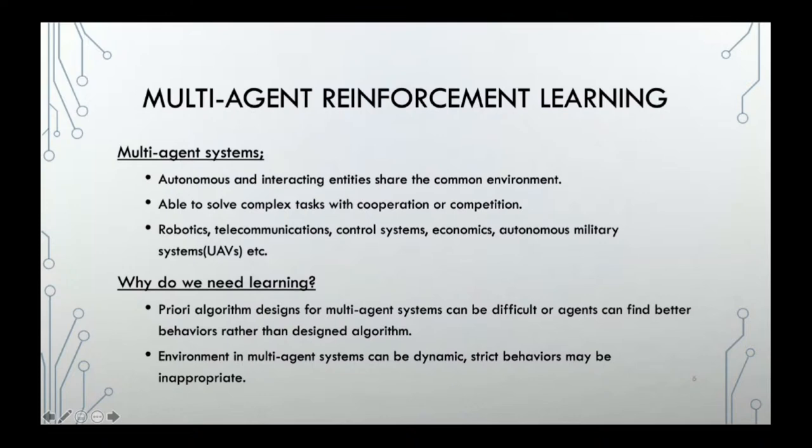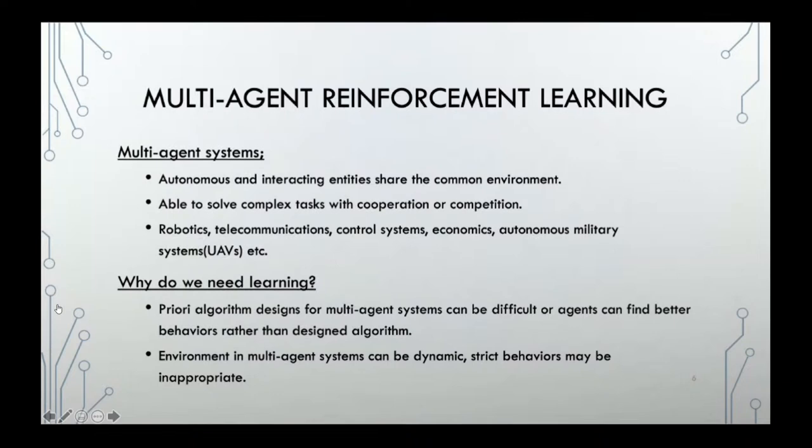First of all, let's define multi-agent systems. Multi-agent systems are systems of autonomous and interacting entities that share a common environment. These systems are able to solve complex tasks with either cooperation or competition, and they can find many use cases in a variety of domains such as robotics, telecommunications, economics, control systems, etc.